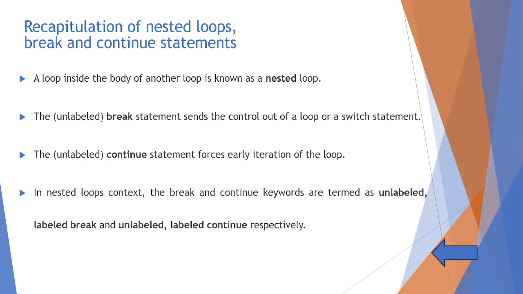Now, the break statement, which is also known as unlabeled break, sends the control out of a loop or a switch statement. And the unlabeled continue statement forces early iteration of the loop. In the nested loops context, the break and continue keywords are termed as unlabeled and labeled break, and unlabeled and labeled continue, respectively.